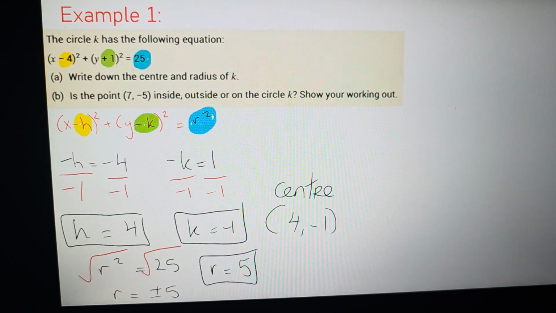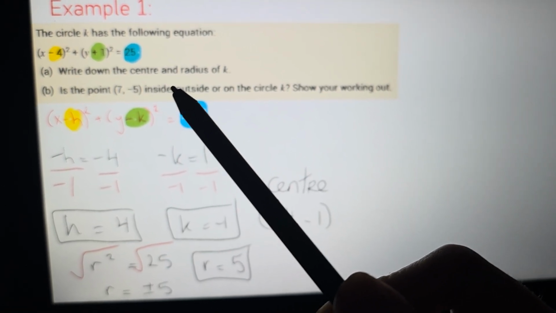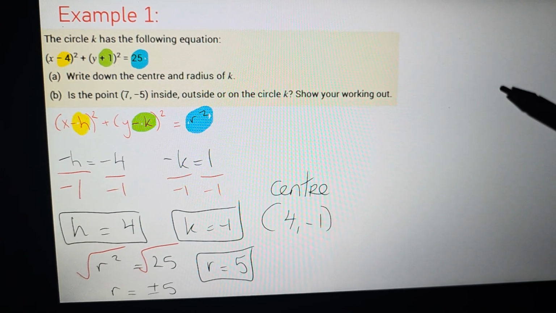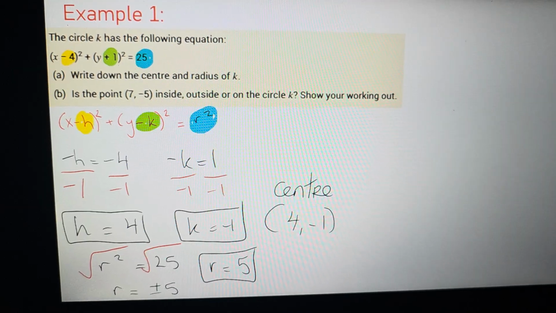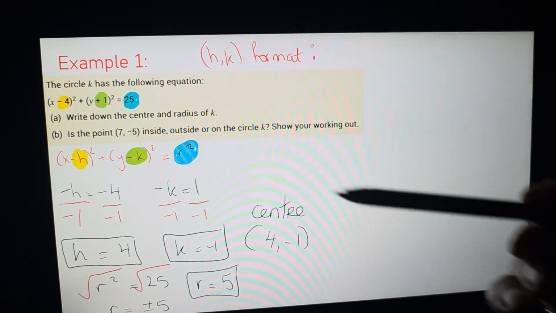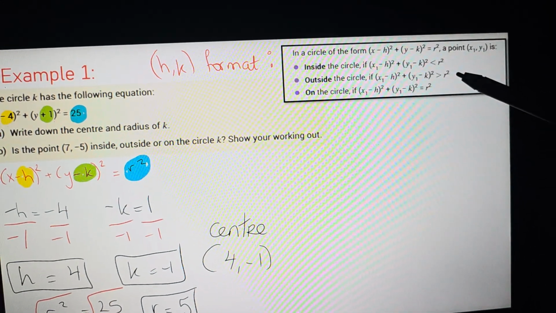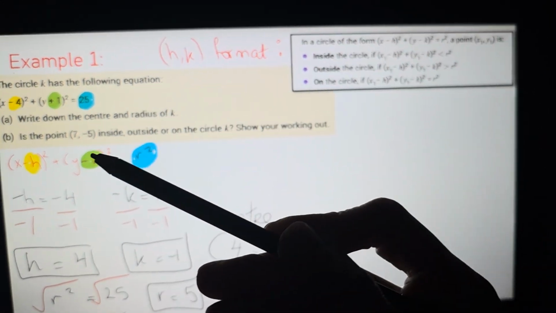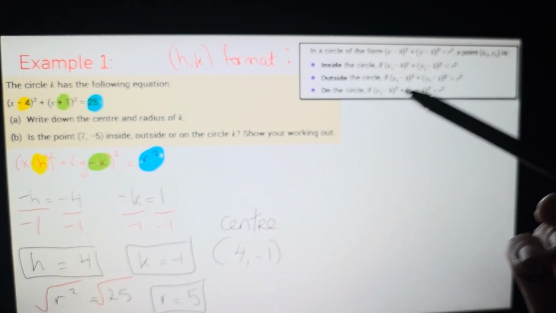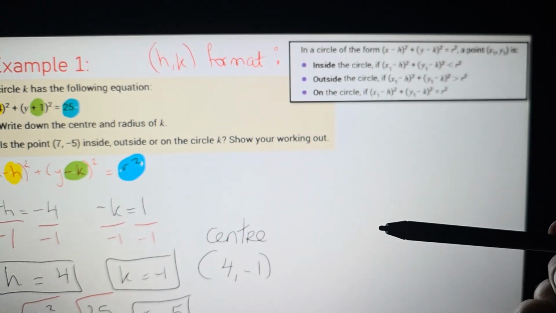So that's part A. Part B: is the point (7, −5) inside, outside, or on the circle K? We can do the formula method or we can do a distance method. I'm going to do the formula method because it's probably a little bit quicker. Given that our circle is in the HK format, these were the three inequalities to remember. If I sub the point (7, −5) into that circle equation, if the left-hand side ends up being less than 25, well then it means it's inside the circle.